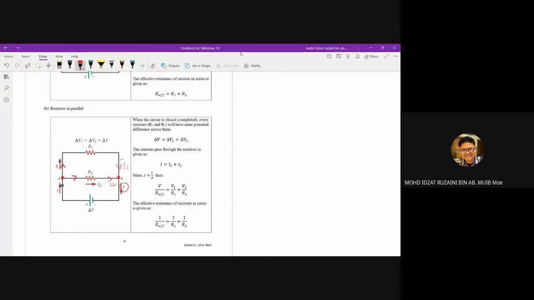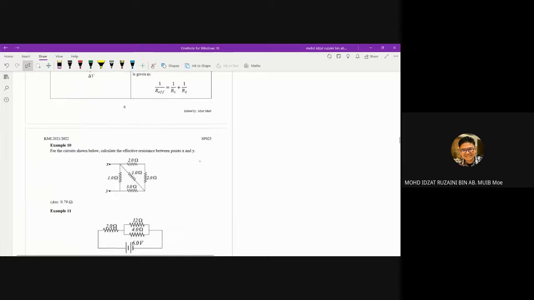Itu untuk current. Untuk potential difference pula, V is equal to V1 is equal to V2. So at the end kamu akan dapat resistor in parallel is given as 1 over R effective equal to 1 over R1 plus 1 over R2. Itu untuk resistor in parallel.